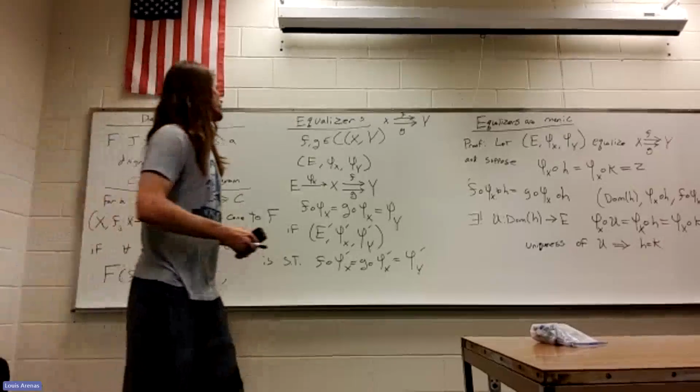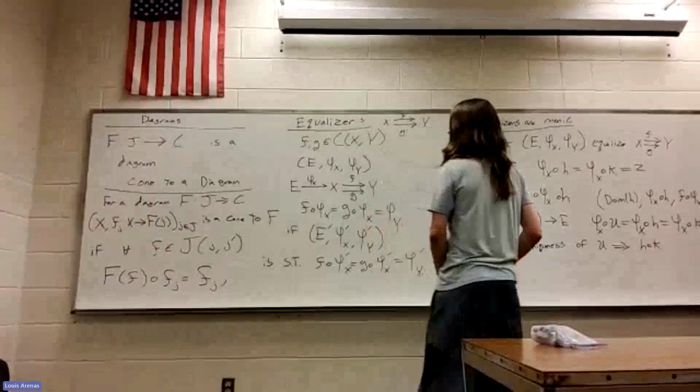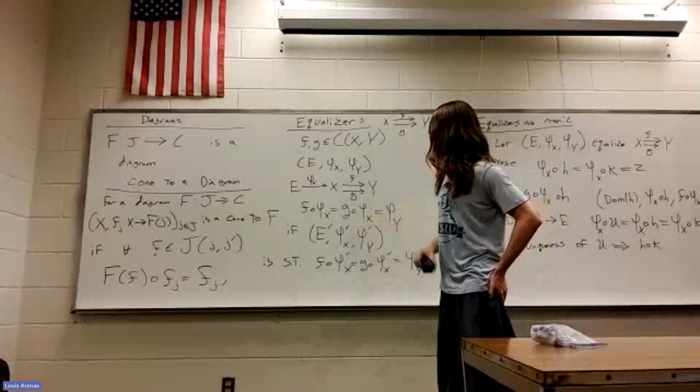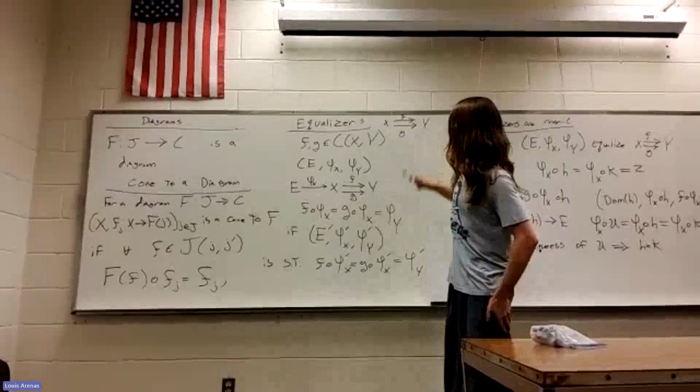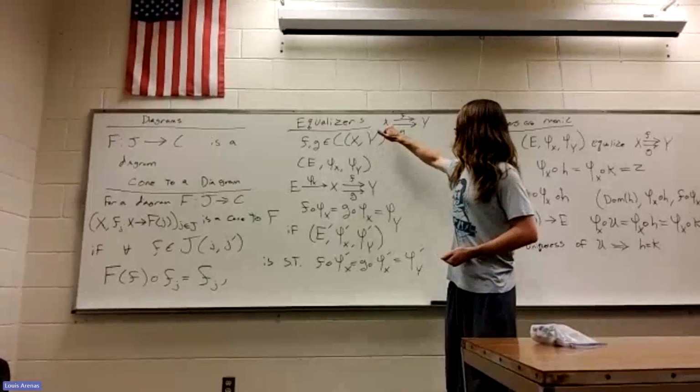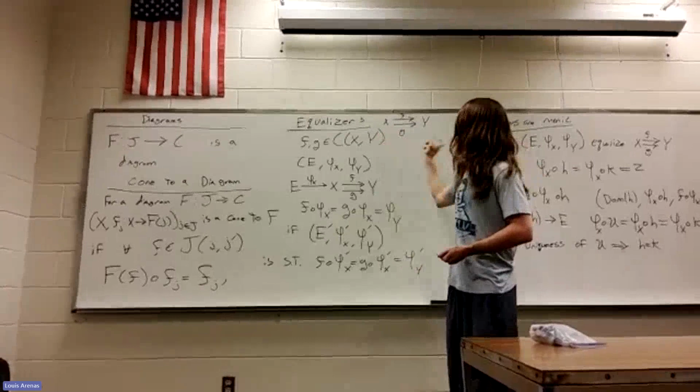This is precisely what's being done with an equalizer. So let's see if we can unpack how this guy down here is precisely a cone to a diagram of this shape. It consists of two objects and two morphisms.